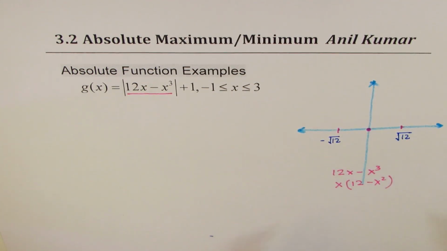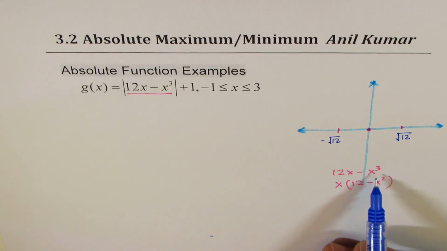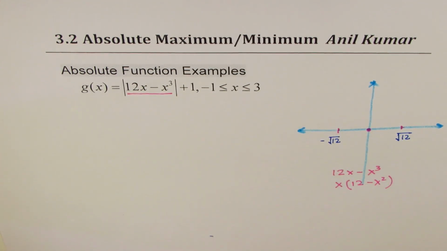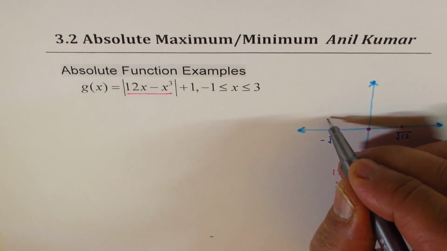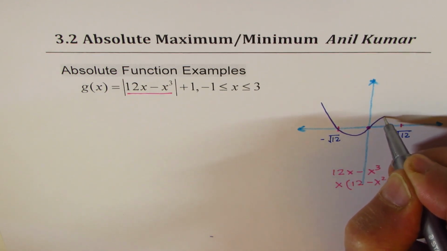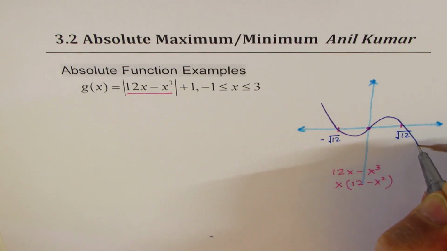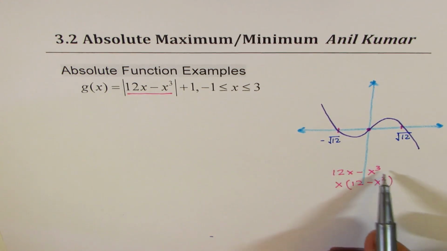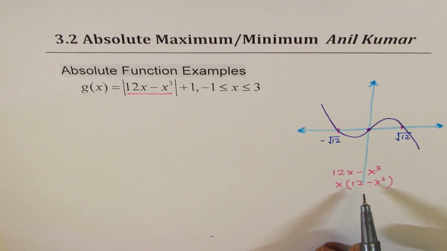Is it okay? Now this is a cubic function, as you can see. The leading coefficient is negative. That means the right side is going to be up. So if I sketch this function, I am going to get a function which is kind of like this. We are just seeing the nature of the curve. Is it okay? So that becomes the function, right?